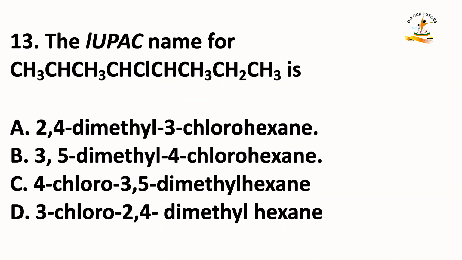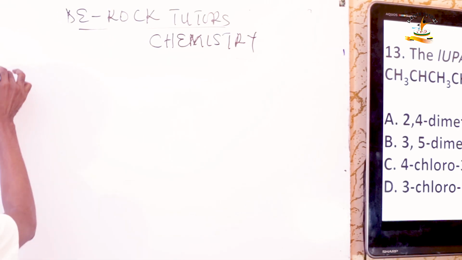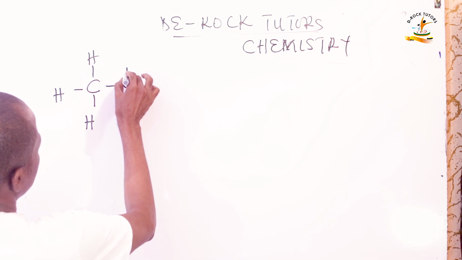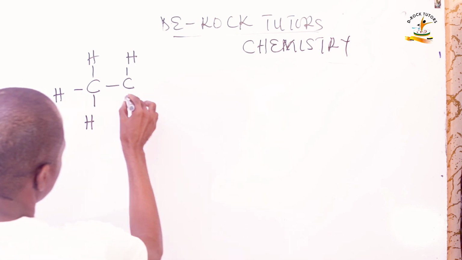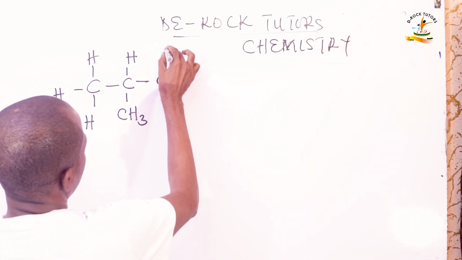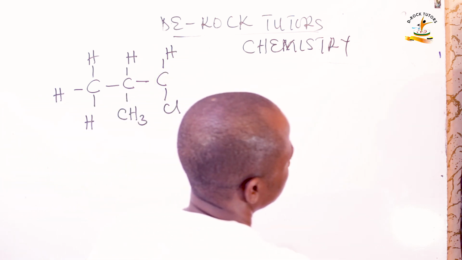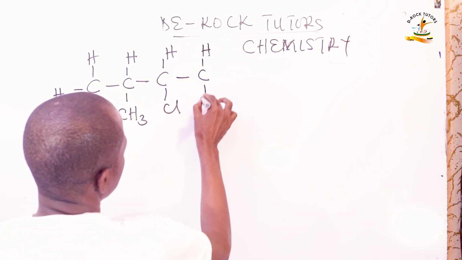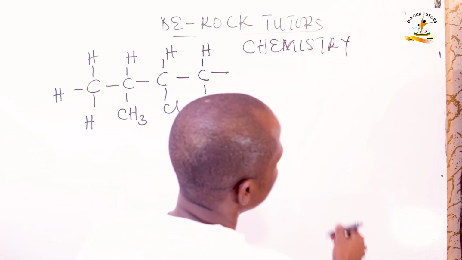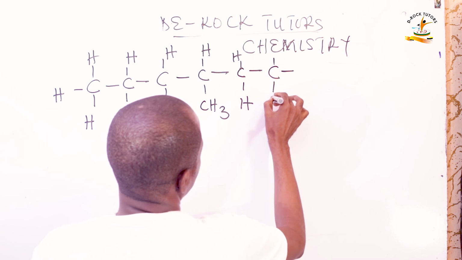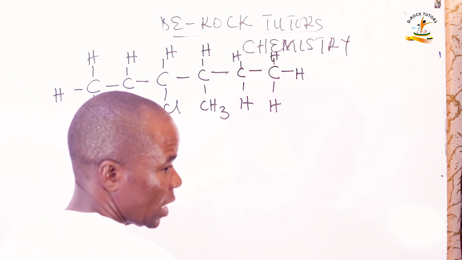Number 13 now. The IUPAC name for this compound is... to have a very good understanding of this, let's take a look at the board and see how we can do this. That will make it easier if you write it in this form: CH3, CH, CH3, then CHCl, then CH, CH3, then CH2, and finally CH3.